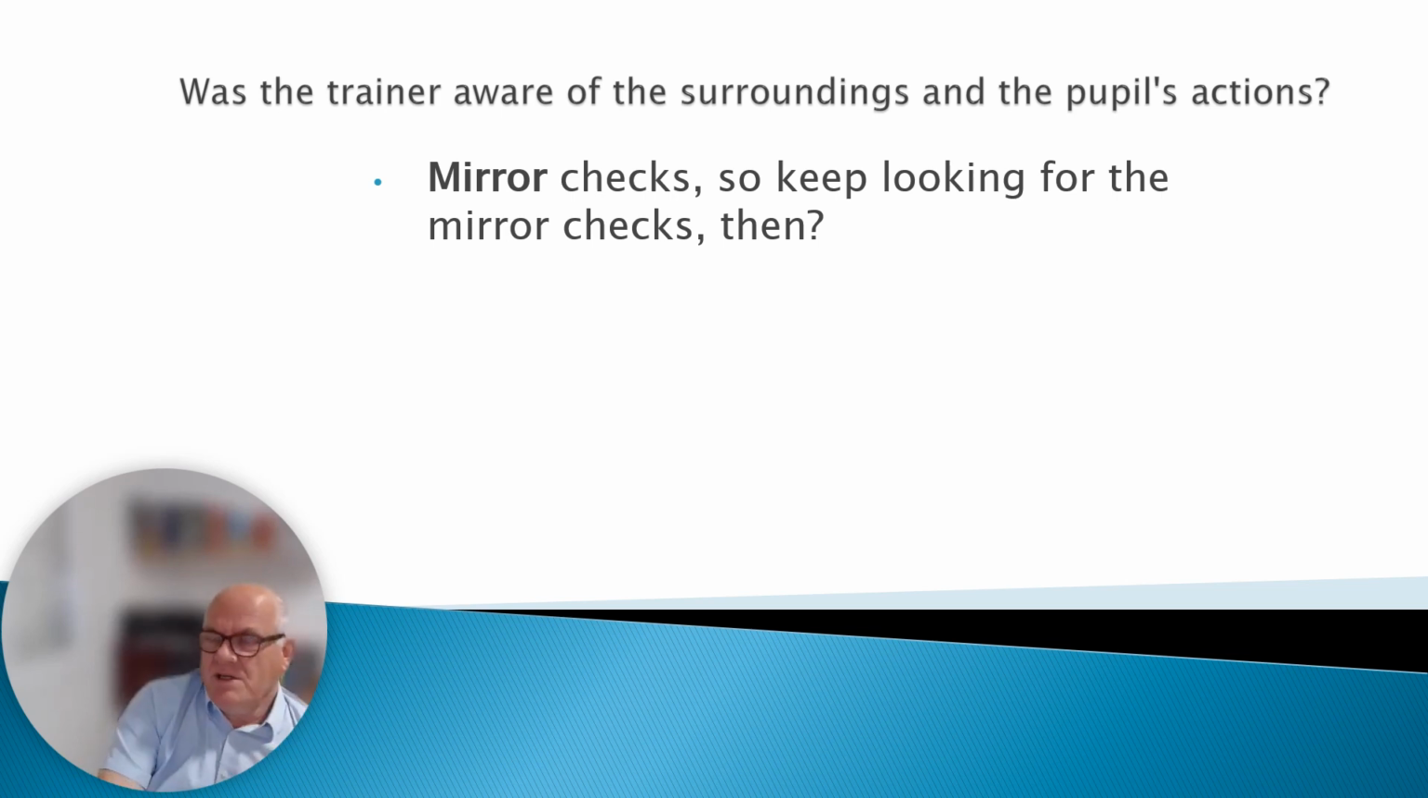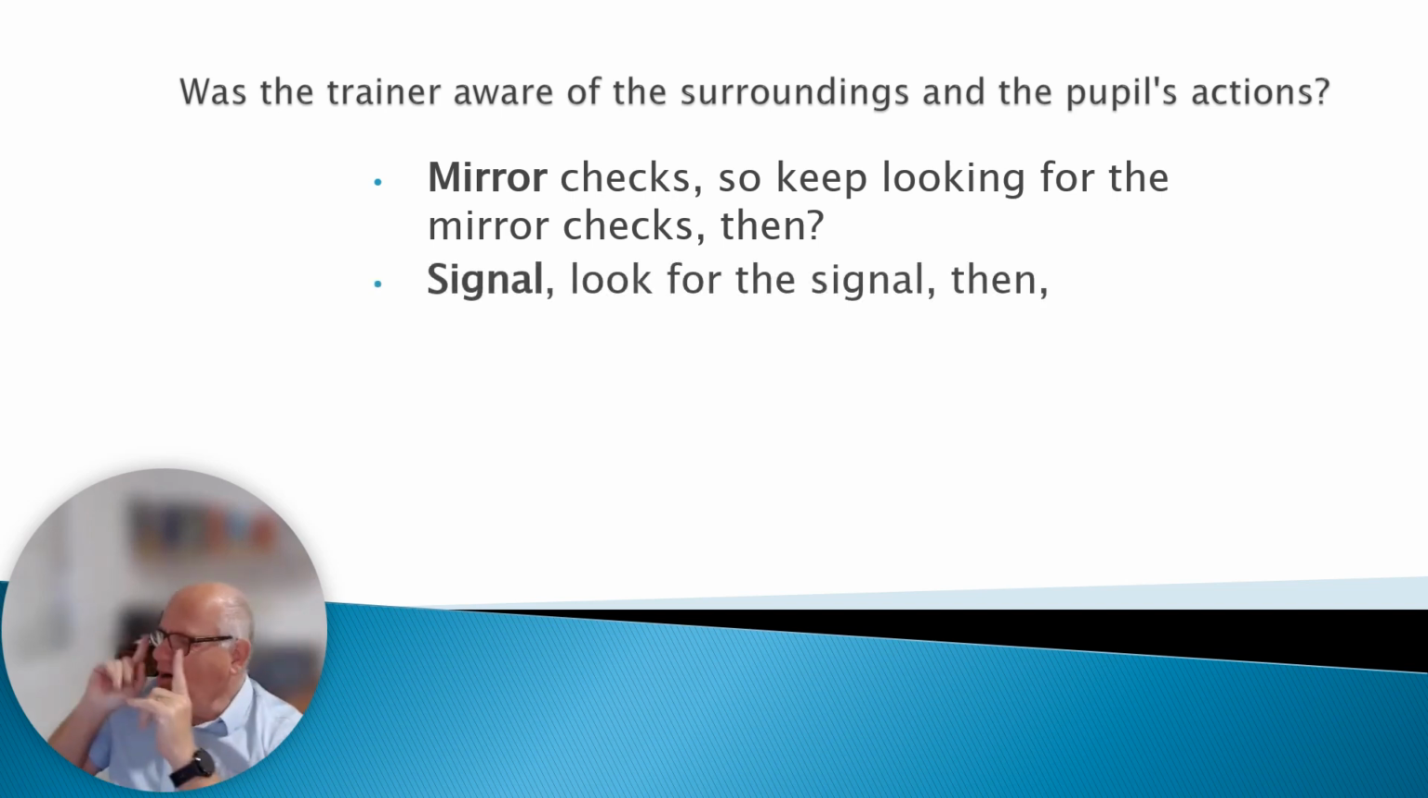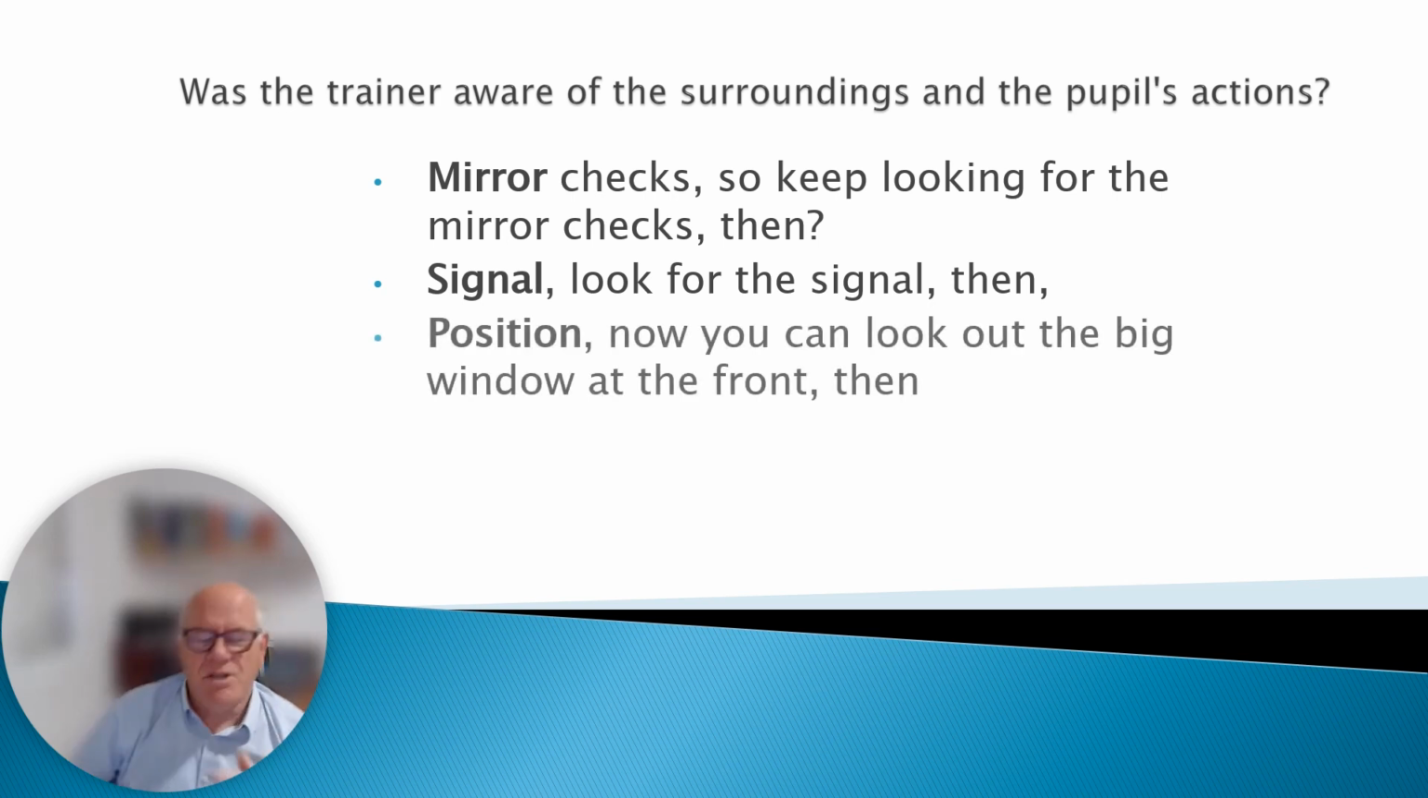Okay, so let's keep this simple. My pupil has made their mirror checks. What do I expect them to do next? Signal. So my eyes move from the mirror down and check the signal. Good. Was the signal needed? Was it necessary? Good. Then what am I expecting? We're into position. Now I can look out the big square window. I'm back to the window, and the first thing I'm thinking is, is the position correct? Great. That's a second, probably. This feels good. I can also look at the road ahead again.